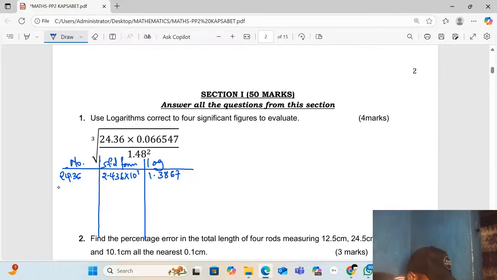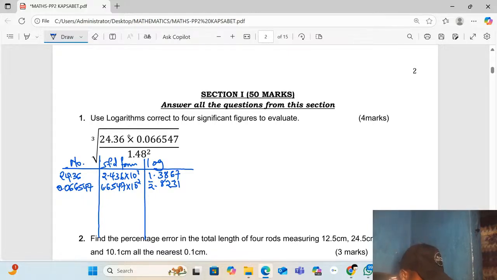It is 0.066547. Now in standard form, we shall have 6.6547 times 10 power negative 2. So our answer is going to be bar 2 point something. So it is going to be point, the log of 6.6547, and we have it as 8231.